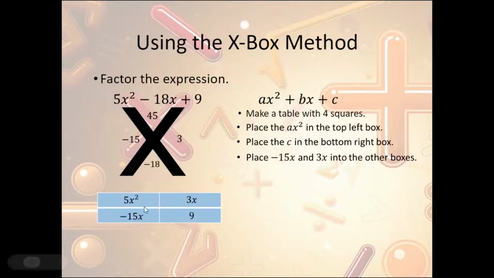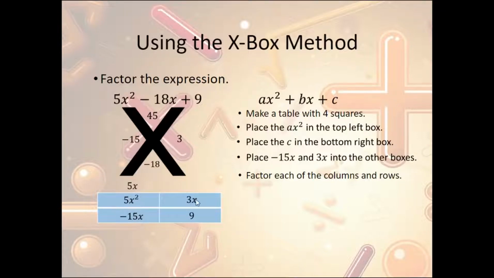Now we're going to factor out what we can, trying to find a common factor. So between 5x squared and 15x, there's a 5x in common. So that's what we would factor out. So we'll go ahead and just put it at the top of the box. Then we'll do this one, 3x and 9. Well, 3 is in common between those two, so we'll put a 3 at the top.